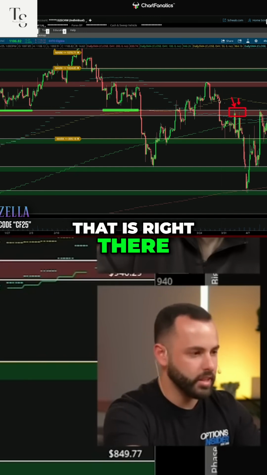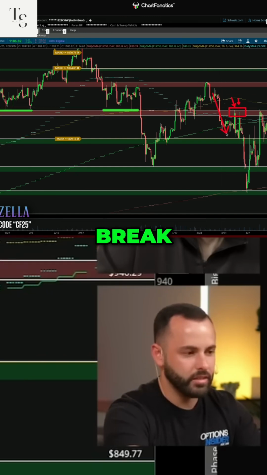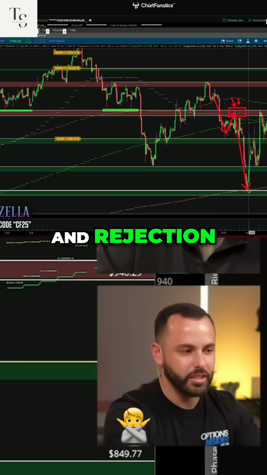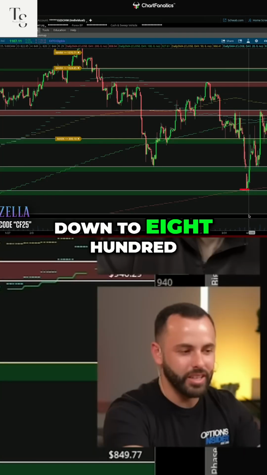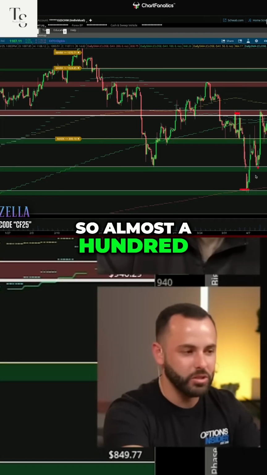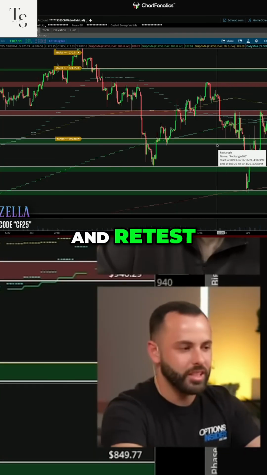That is right there, a break, retest, and rejection. And if I would have caught this whole move, obviously it would have been an even more massive trade, right? This ended up going down to $800 per share, right? So almost a 150-point move on that break and retest.